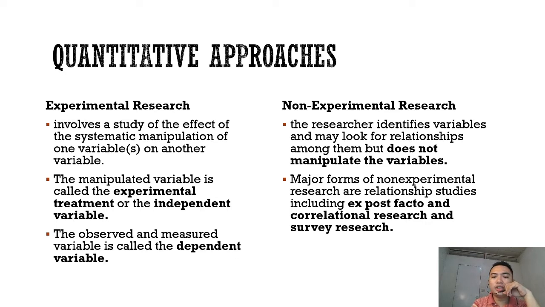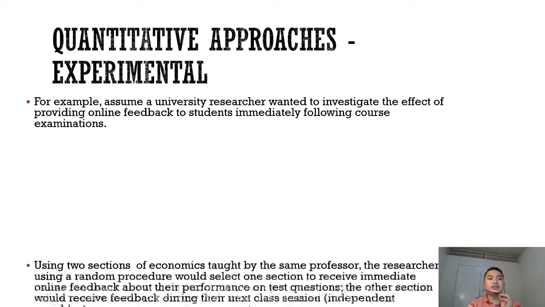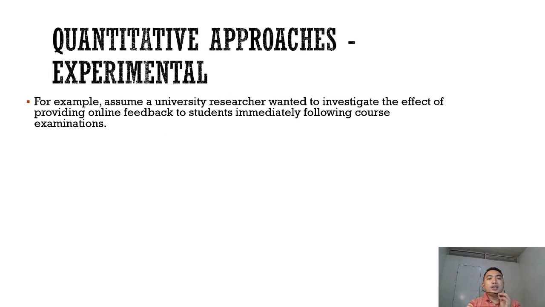Major forms of non-experimental research include relationship studies, ex post facto research, correlation research, and survey research. So, this is the example I mentioned earlier, I'll just read it. Assume a university researcher wanted to investigate the effect of providing online feedback to students from the professors immediately following the course examinations.